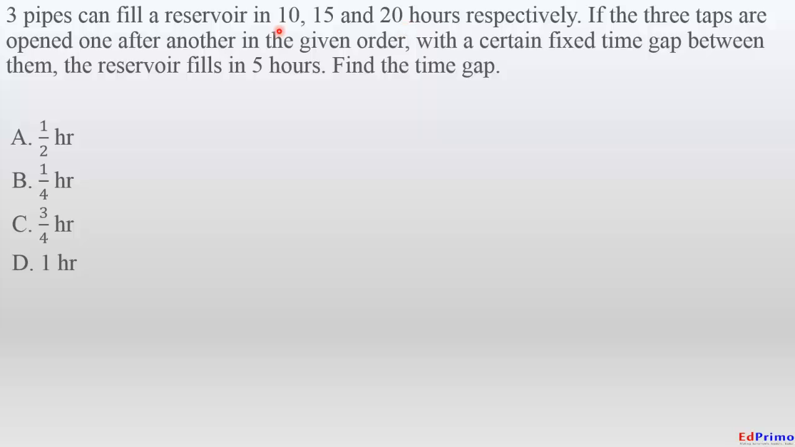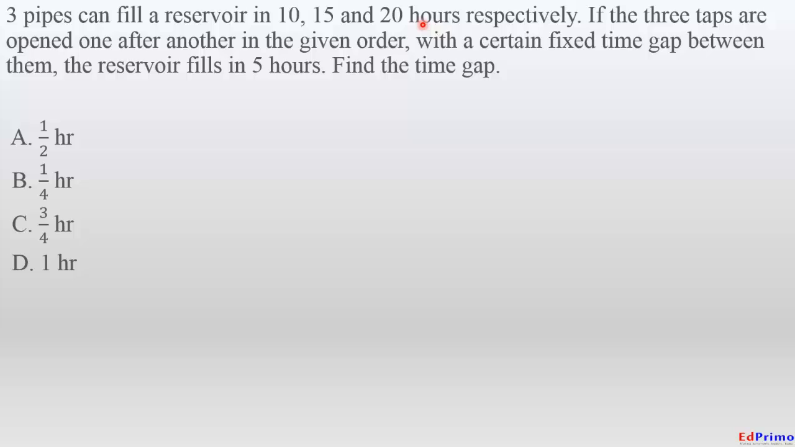Now, if the taps are open for 5 hours, the first tap would fill up 5/10 of the reservoir. That is half of the reservoir. The second tap would fill up 5/15, that is 1/3 of the reservoir, and the third tap would fill up 5/20th or 1/4 of the reservoir. Now what we need to understand is that only the first tap is open for the complete 5 hours. The second and third tap are not open for the 5-hour period. They are opened for a lesser time.